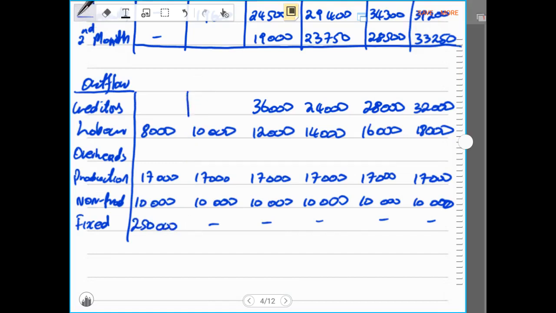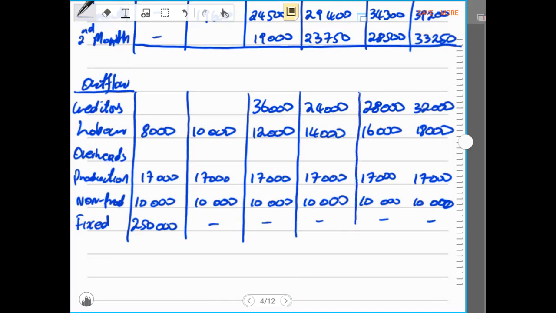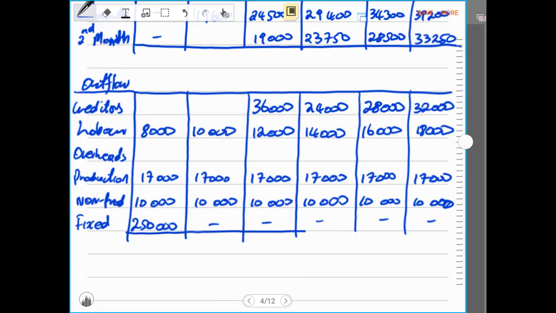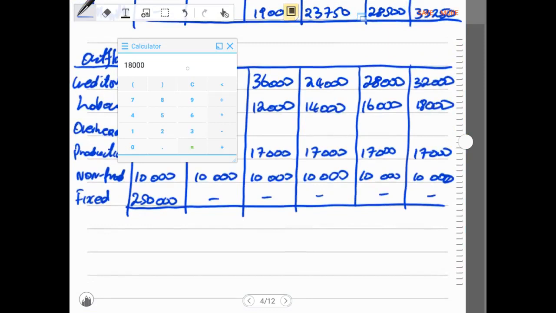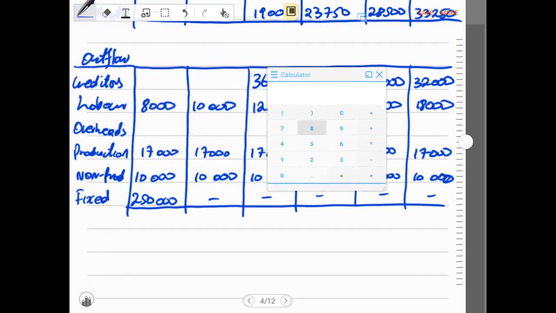So that we are able to calculate their total. Then we draw a line on top here, and we draw a line on the bottom here. Then after, we have to add everything from the month of January, where we have 8,000 plus 17,000 plus 10,000 plus 250,000. We have 285,000 rands.